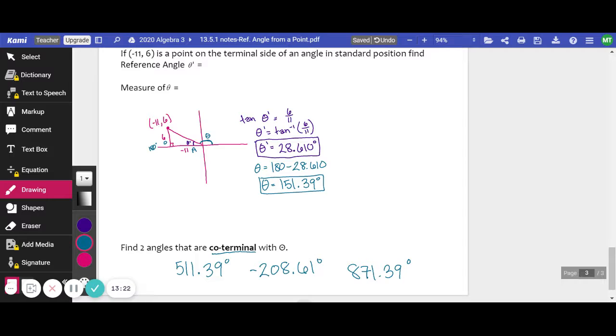All you have to do is pick two of them. Remember, you are doing it from theta, not from theta prime. Theta prime is always an acute angle, so that is not always where the angle is. So theta is what you want to add or subtract 360 to.